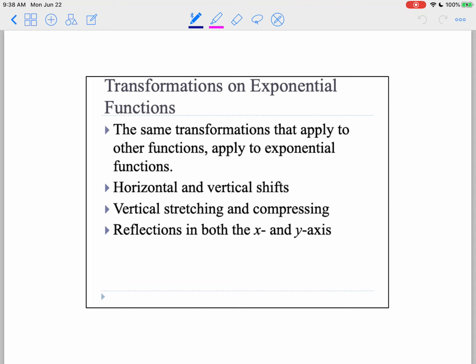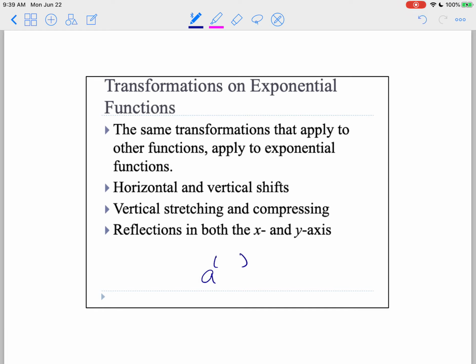If we multiply on the inside, it's going to horizontally stretch and compress. If we multiply on the outside, it's going to vertically stretch and compress. And if we put negative signs on the inside or the outside, it's going to reflect in the y and x directions, respectively. And so what do I mean by inside and outside when we're talking about an exponential? Well, inside the function is going to be the exponent.